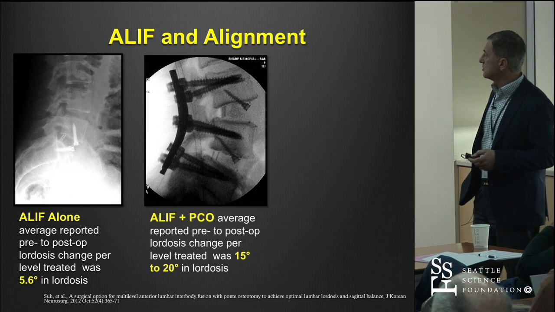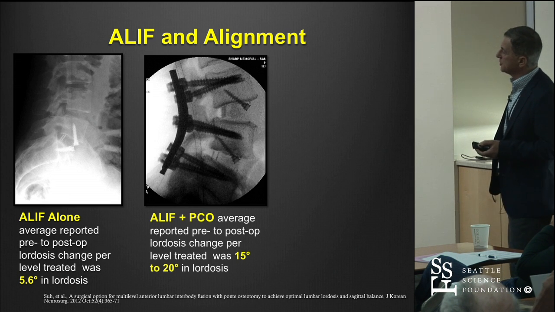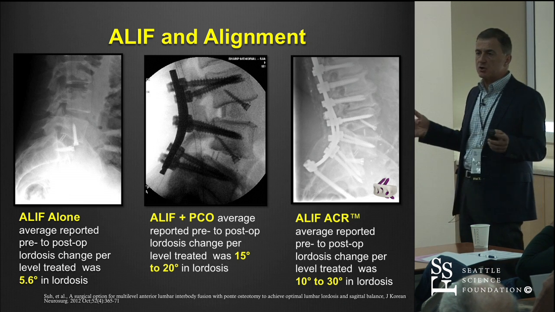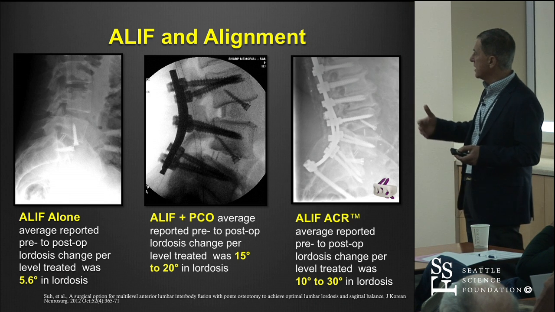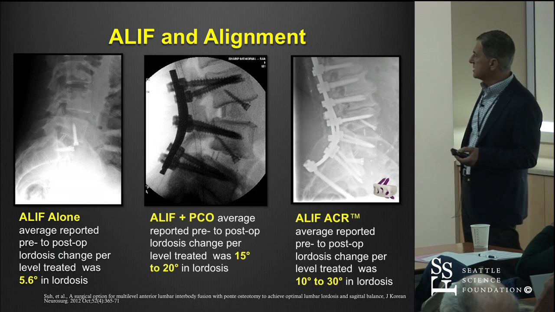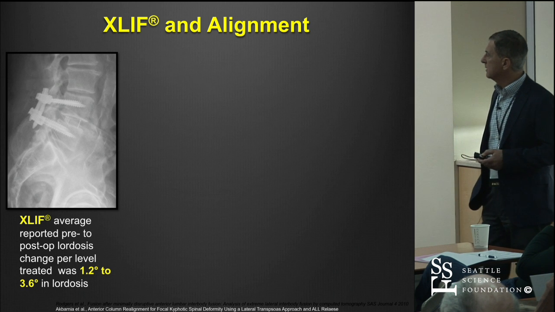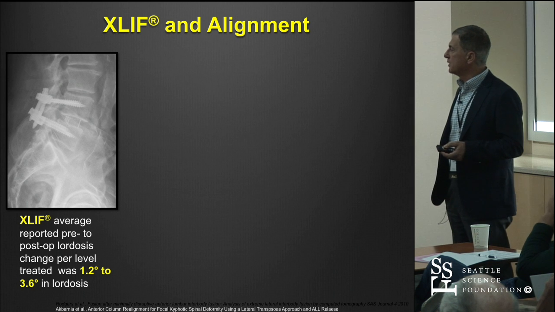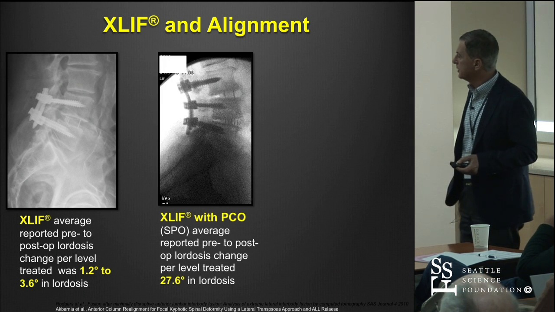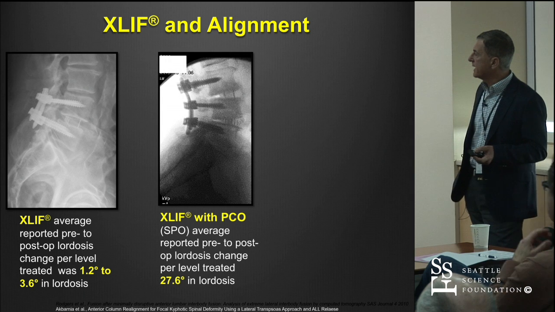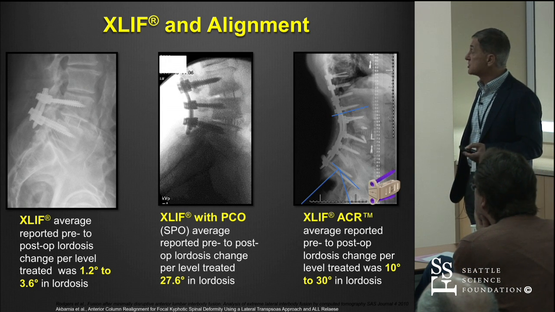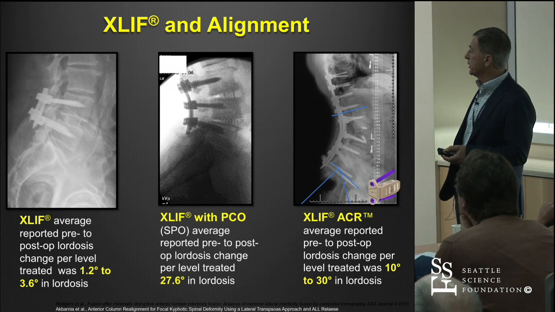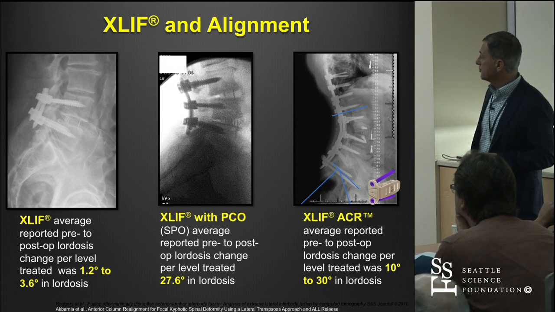ALIF alone, 5 degrees lordosis. ALIF with a posterior column osteotomy, 15 to 20 degree lordosis. And if you do ALIF with comprehensive resection of the annular ligaments bilaterally, referred to as ALIF anterior column resection, gives you 10 to 30 degrees. So traditional XLIF or lateral interbody with a traditional cage, not hyperlordotic cage, gives you 1 to 3 degrees lordosis. If you combine that with SPO, it increases to 27. So that really works. And if you do XLIF ACR, which is what we're going to demonstrate today, you're going to get 10 to 30 degree lordosis.